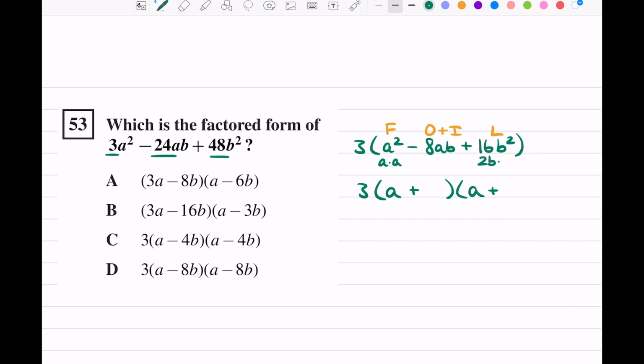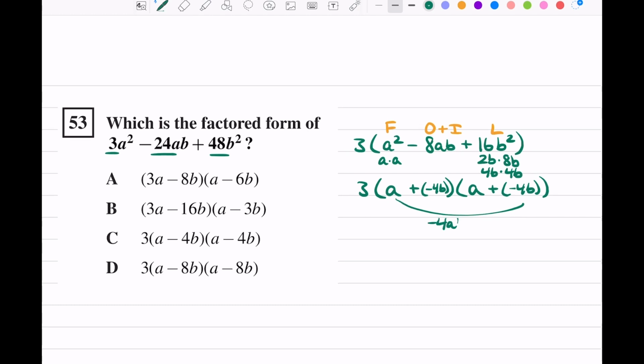You could have 2b times 8b. You could have 4b times 4b, or the negative versions. And since our O plus I is negative, we're going to need negative versions. By trial and error, if you put in negative 4b, that's going to work out. Negative 4b times negative 4b equals 16b squared. And if you check our O plus I, we'll have negative 4ab plus negative 4ab, and that equals negative 8ab, which is our middle term.